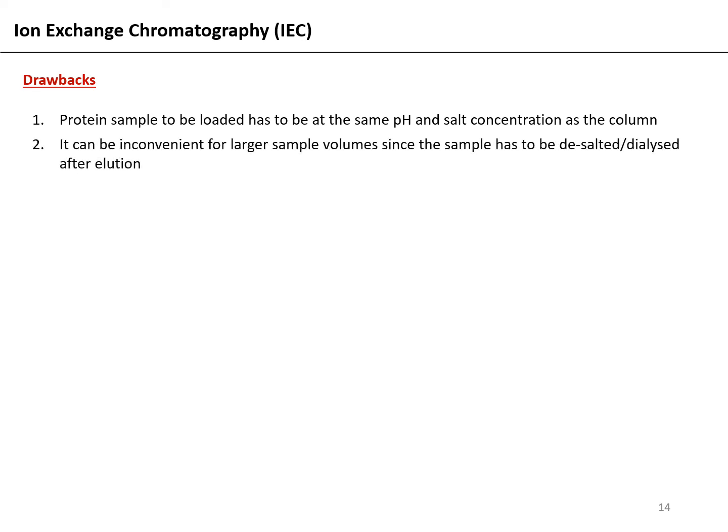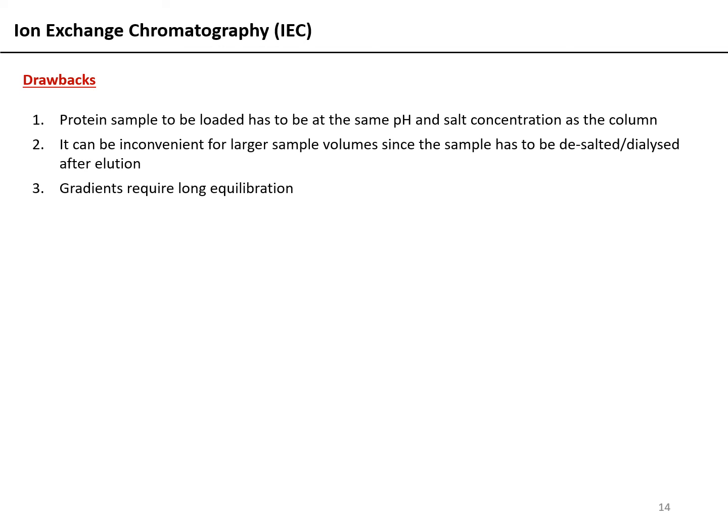It can be inconvenient for larger sample volumes since the sample has to be desalted or dialyzed after elution, because once you take the elution, you cannot store your protein in such a high salt concentration. That will simply cause your protein to precipitate out by salting out. So you have to remove that salt by either desalting or dialysis. Although you can load large volumes of protein onto ion exchange columns, this is one of the problems of it. You have to desalt larger volumes.